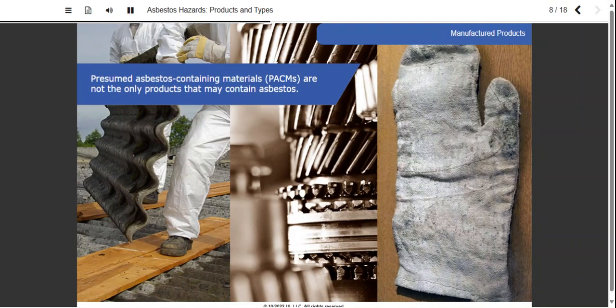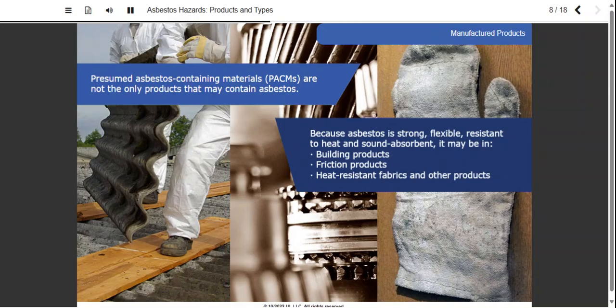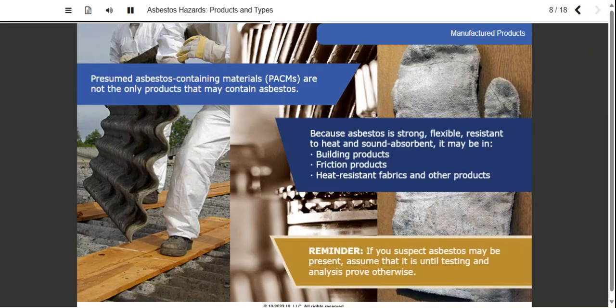Presumed asbestos-containing materials are not the only products that may contain asbestos. You may find asbestos in building products, friction products, and as heat-resistant fabric or other products. It's important to remember that, if you are unsure about whether a product may contain asbestos, you should treat it as a presumed asbestos-containing material until it's tested and analyzed for asbestos content.